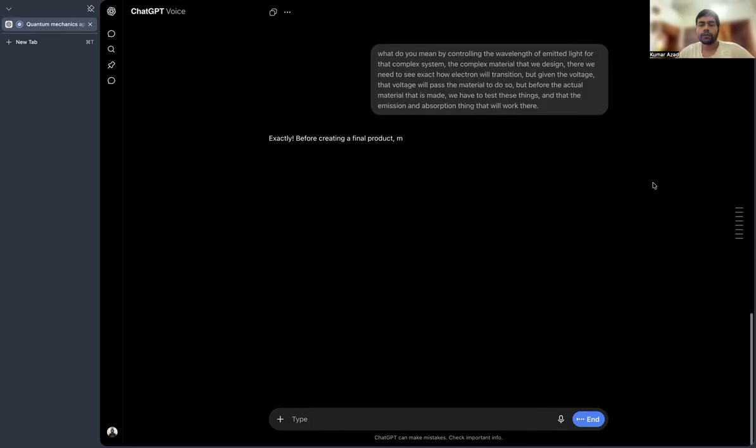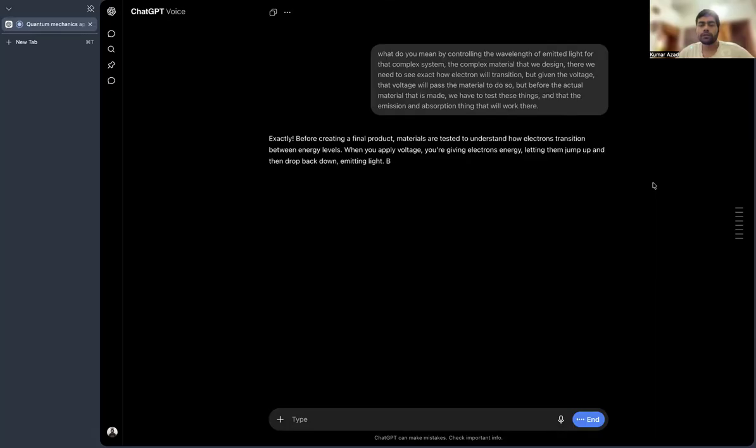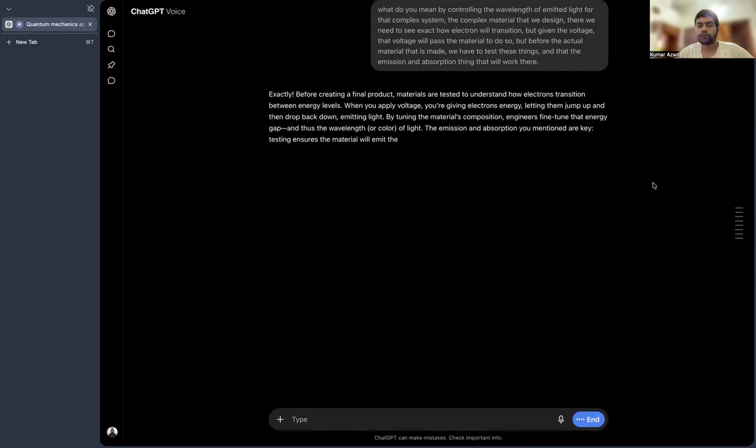Exactly. Before creating a final product, materials are tested to understand how electrons transition between energy levels. When you apply voltage, you're giving electrons energy, letting them jump up and then drop back down, emitting light. By tuning the material's composition, engineers fine-tune that energy gap, and thus the wavelength or color of light. The emission and absorption you mentioned are key. Testing ensures the material will emit the right color efficiently before scaling it up into actual LEDs.